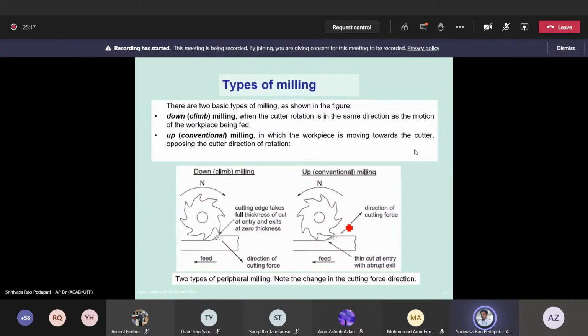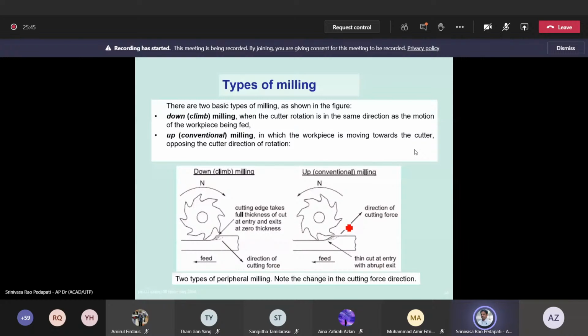So let us come to the types of milling. As I said, there are different types of milling cutters as well as milling operations. We classify them based on different factors. One factor is the type of milling machine that is used, horizontal milling machine or vertical milling machine, which is shown in the previous slide.